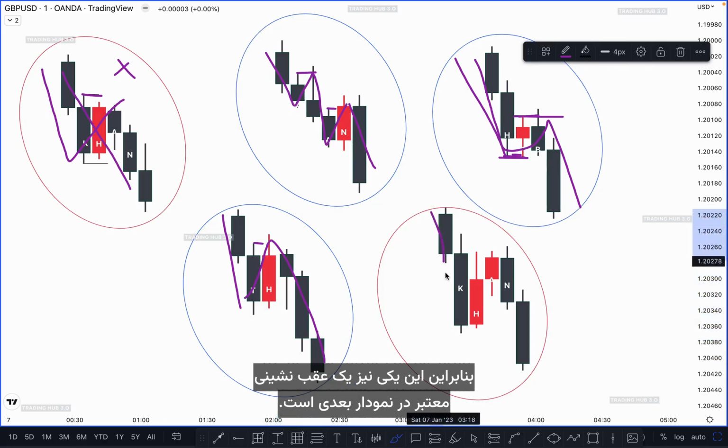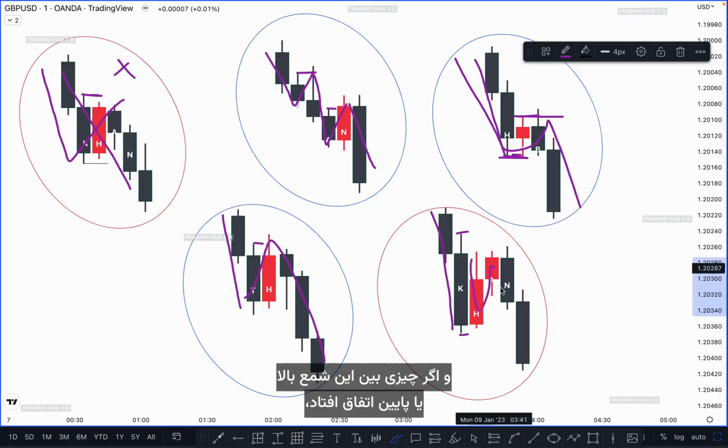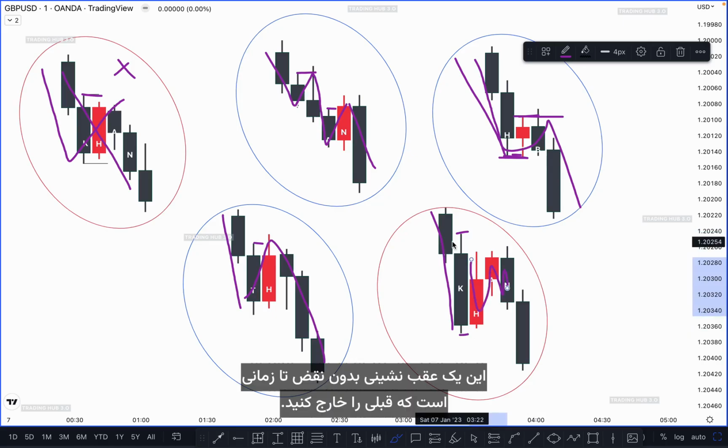In the next diagram, this K candle high is here and the low is here, and if anything happens between this K candle high or low, this is not a valid pullback until it takes out the previous candle high.